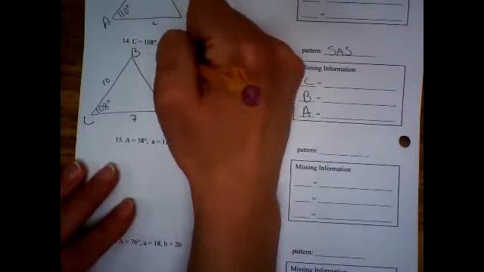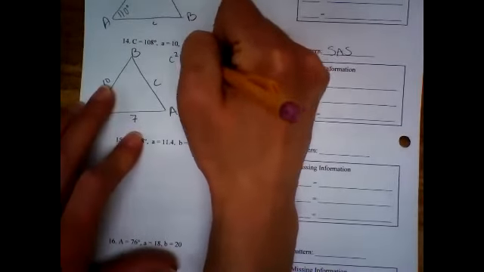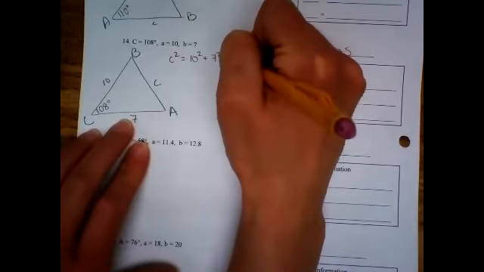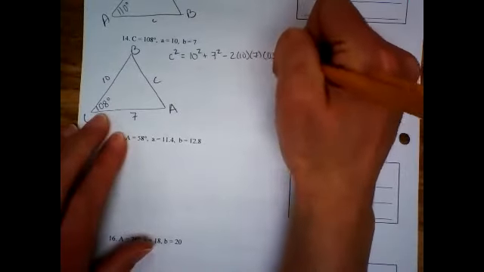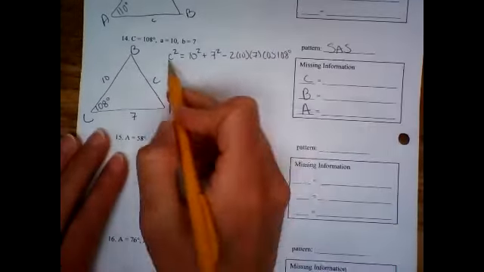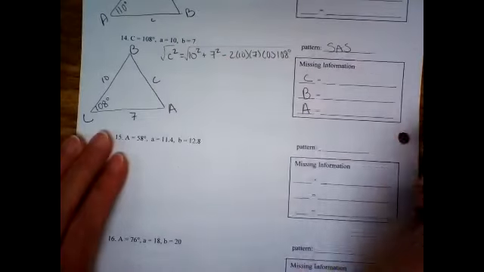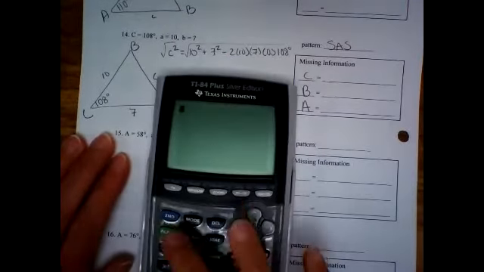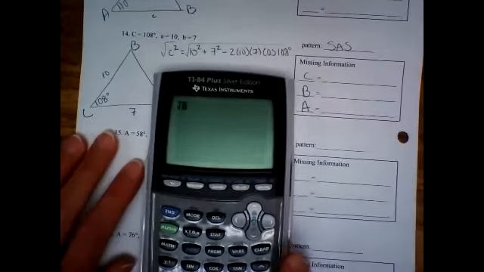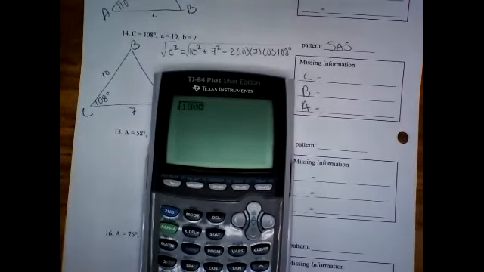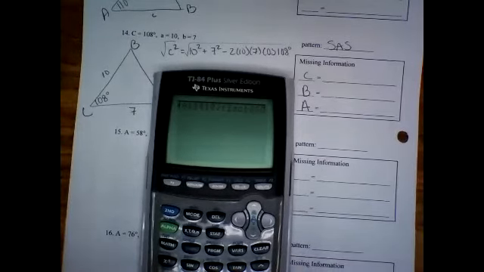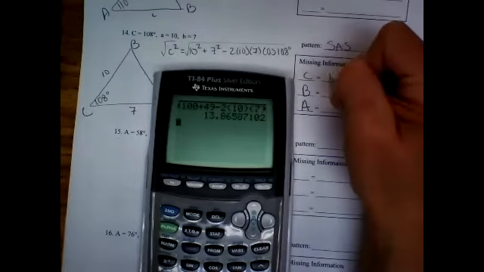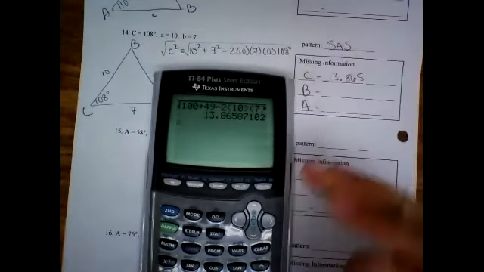So this will be c squared equals 10 squared plus 7 squared minus 2 times 10 times 7. And these two are going to match these two. Cosine of 108. And then you're going to square root both sides of this. So we're going to do a square root of all of that mess. So 10 squared is 100 plus 7 squared is 49 minus 2 times 10 times 7 cosine 108. We got 13.865. Store that as c.